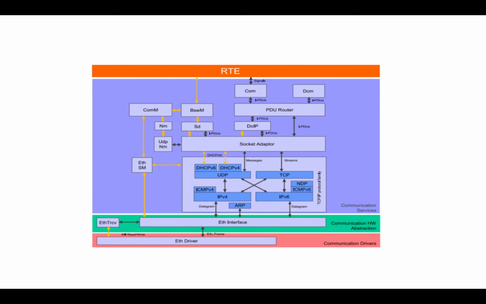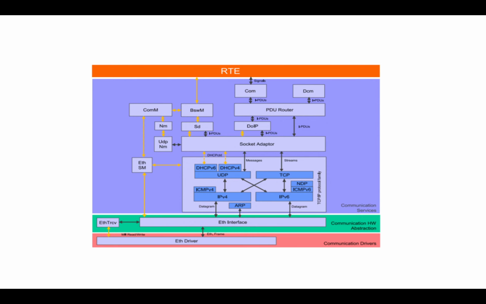So this is how the transmission of a message would be, and the reception would work the same way upwards, from the driver to the interface. It reaches the TCP/IP stack, then from there it is routed to the socket adapter. If it is a diagnostic message, only then does it go to DoIP. Otherwise, it goes directly to the PDUR, and from the PDUR it makes a decision again. If it is a diagnostic message, it goes to DCM. Otherwise, it goes to COM, and then to the application. So this would be the flow.